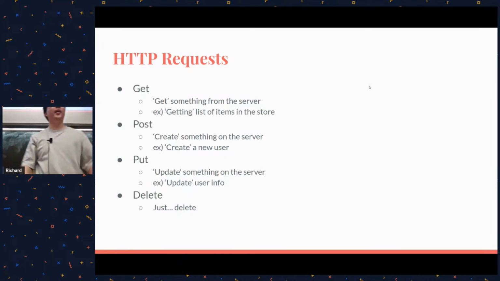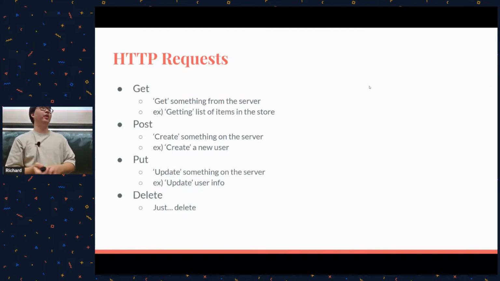So yeah, first one, get. It's kind of obvious, I guess. You're getting something from the server. So let's say you are in the Carleton Central example. You're trying to get the list of entire courses that are available. That is a get request.